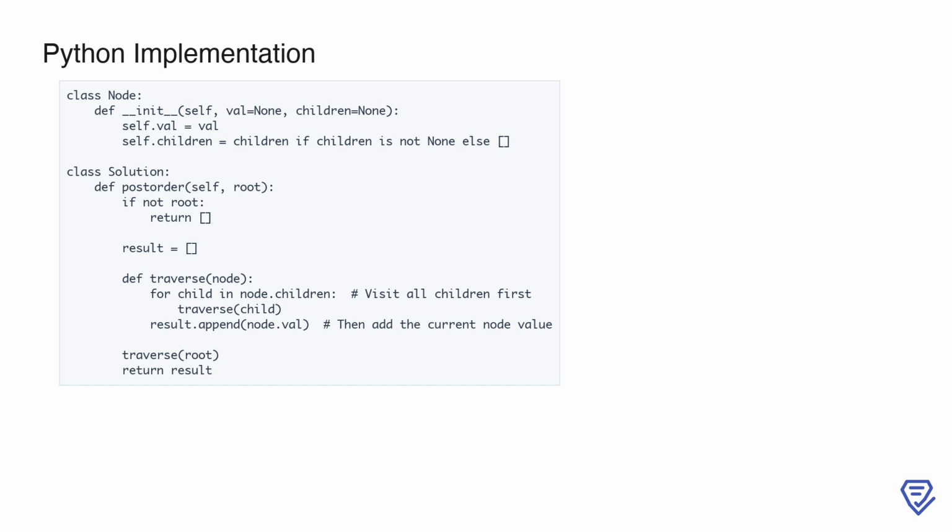Key points. The recursive function ensures that nodes are processed in the correct order for postorder traversal: children first, then the node itself. The solution handles edge cases like an empty tree, root is None, by returning an empty list immediately. This implementation is efficient and concise, with a time complexity of O(n), where n is the number of nodes in the tree, since each node is visited exactly once. The space complexity is O(h), where h is the height of the tree, due to the recursive call stack.